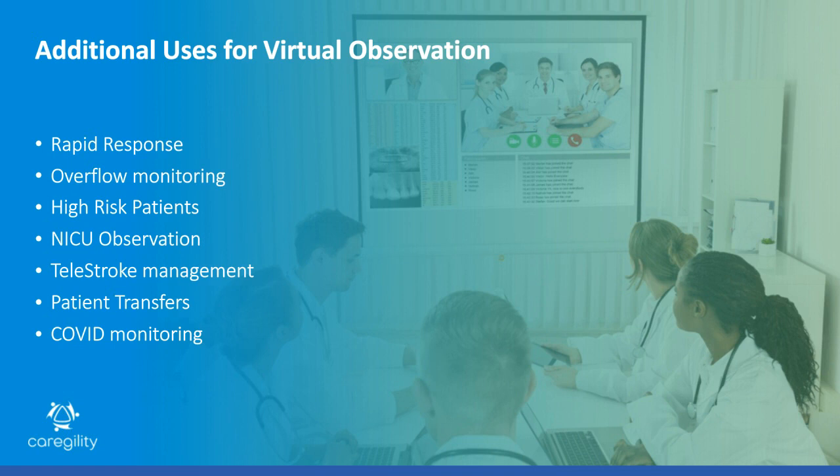Situations such as status post-rapid response, overflow area monitoring, COVID monitoring, NICU, the monitoring of sepsis and other high-risk patients. You could have licensed personnel monitoring virtually and visually from a distance for some of those use cases. Some of those things you could probably use unlicensed personnel with some escalation parameters and protocols in place, depending on what you're trying to achieve.